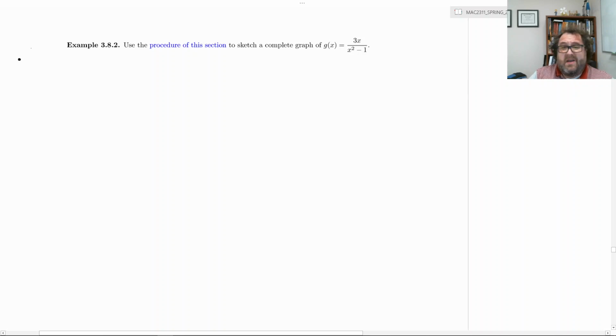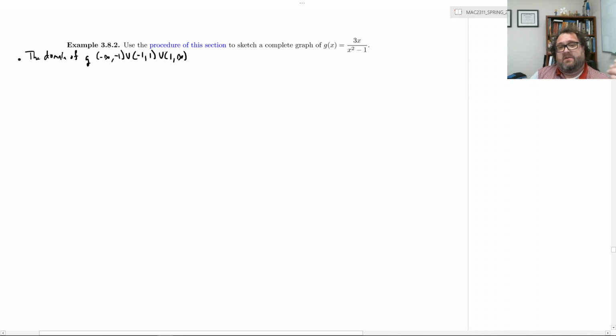So what's the domain of g? We have 3x over x squared minus 1. So notice the denominator is 0 when x is plus or minus 1. So we can say the domain of g is what? All real numbers except for negative 1 and positive 1, which is negative infinity to negative 1, union negative 1 to 1, union 1 to infinity.